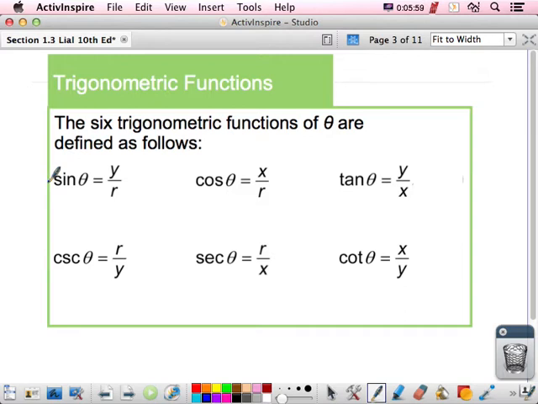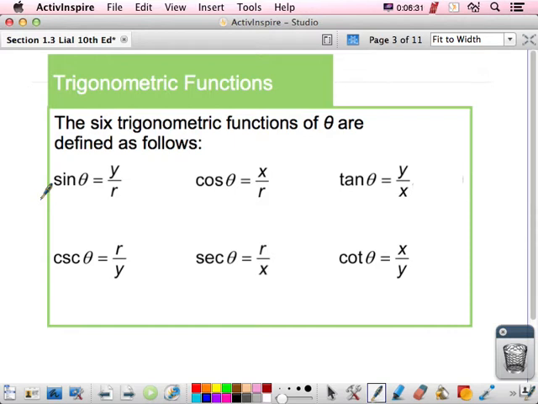So this says sine of theta always equals the y value of your triangle divided by the r value of your triangle. Cosine of theta always equals the x value of your triangle divided by the r value of your triangle. And remember, those are just lengths. They're just numbers. Tangent of theta always equals the y value divided by the x value. And those are your 3 primary trig functions. You should probably remember those from geometry. I don't know if you learned SOHCAHTOA or Oscar had a heap of apples, however you learned it.